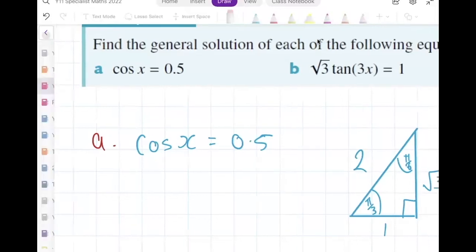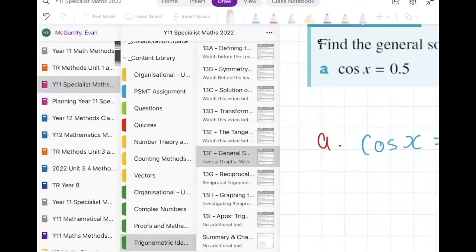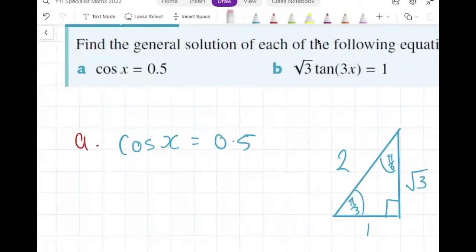We are looking at, if I expand this, 13F, and we're going to do a few examples. This particular lesson is on finding the general solution to trig equations. Before we jump into what the general solution is and what this all means, we can actually do part of this example already just with our knowledge of solving for sine, cosine, and tan functions.